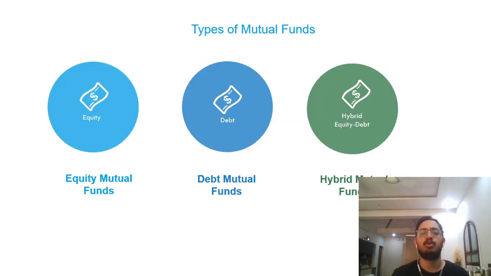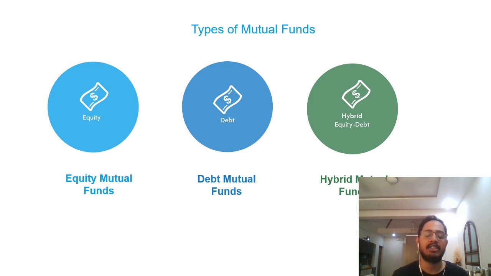Now, what are the different kinds of mutual funds? There are equity mutual funds, debt mutual funds, and hybrid mutual funds. An equity mutual fund is a fund in which 65% of the corpus is invested in equity shares. Only then will it be categorized as an equity mutual fund.